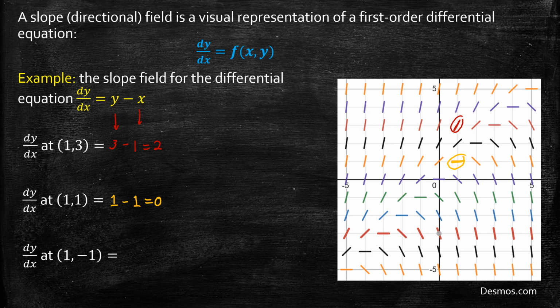And let's do one more for practice. Let's do (1, -1). So the y coordinate is -1, and we have to subtract its x coordinate. We get -2. And if we go to (1, -1), that dy/dx looks about -2, and that would be the slope of the solution curve that passes through that point.